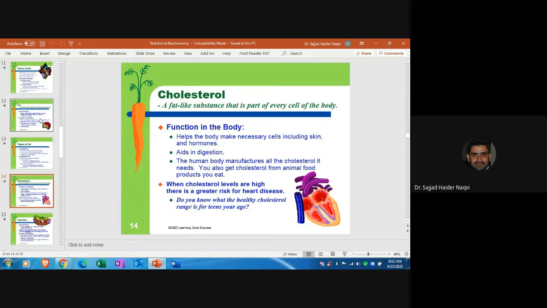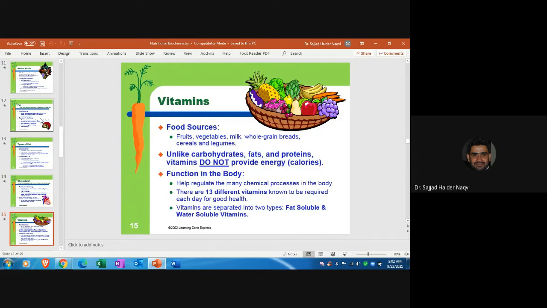One important function, if you remember last time I told you, is that cholesterol is an important structural component of all cell membranes, and the fluid nature of the cell membrane is actually because of the cholesterol. So we see that it's very important as well. The next group is vitamins.